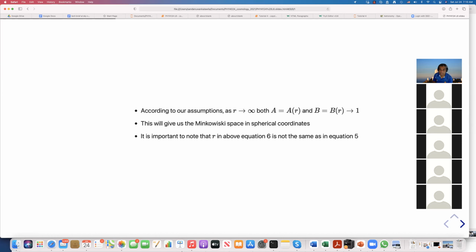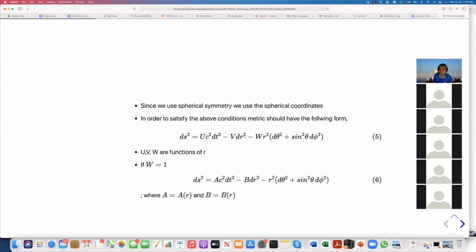Another thing that I have already mentioned: the R in the above equation 6 is not the same as in equation 5, right? You have R in equation 5 and also R again in equation 6, but this R is not the same as the one right here. That is because you set W to be equal to 1, which means you change the equation so that the other functions should change. That's why we take A and B here instead of U and V, and then you set W to be equal to 1. So this is a different R in this equation.